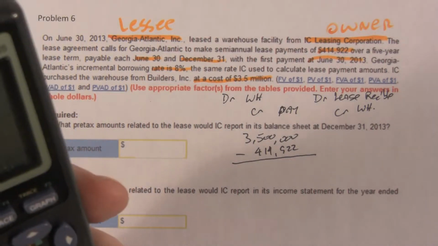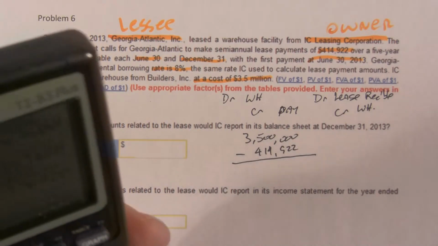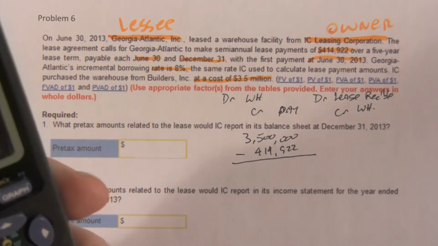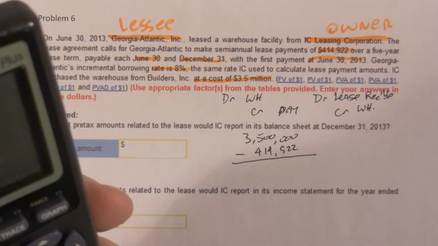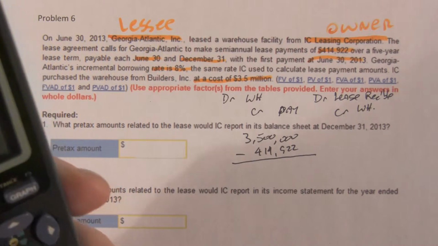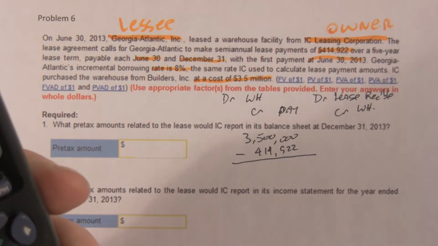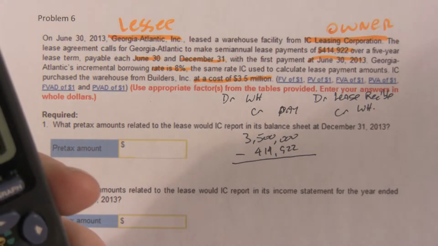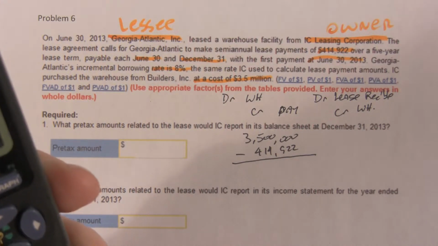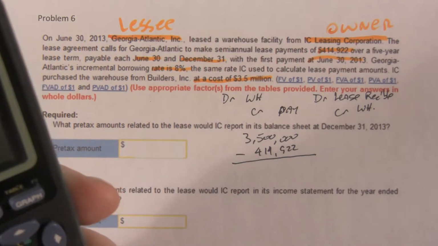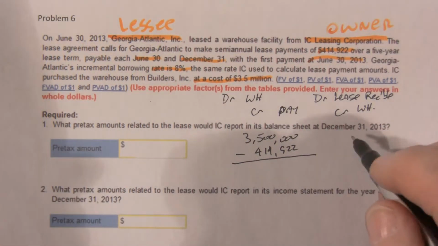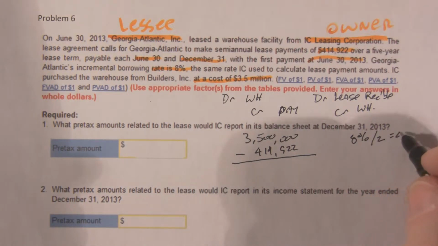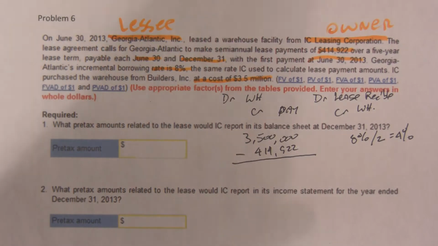So we have $3,500,000 minus $414,922 gives us $3,085,078 times... what's our interest rate? Our interest rate is 8% twice a year. So we need to figure the interest at 4%.